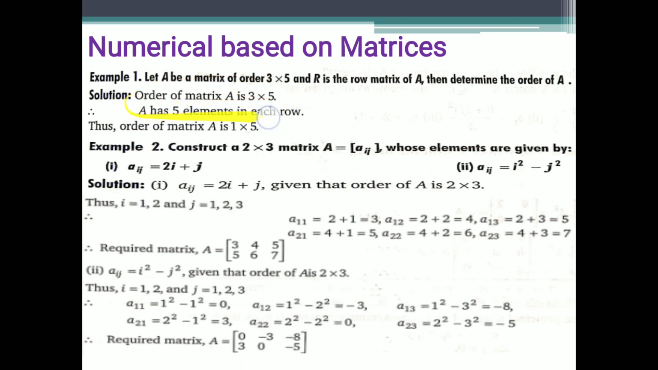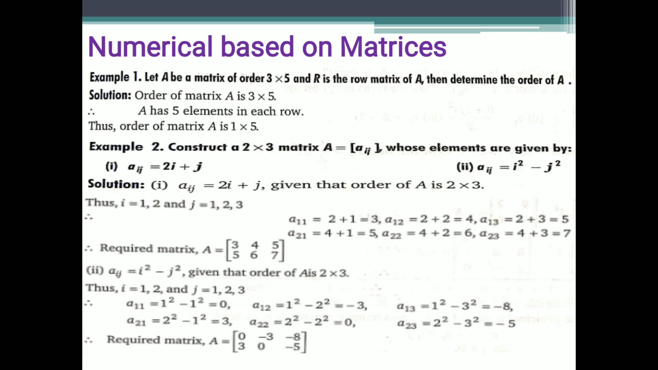A has 5 elements in each row, meaning there are 3 rows and 5 columns, but in each row how many elements are there? That will be 5, right? For example, 1 2 3, 3 rows, 5 columns, 1 2 3 4 5. So in each row there will be 5 elements. So we can say that the order of the row matrix will be 1 into 5. Clear?